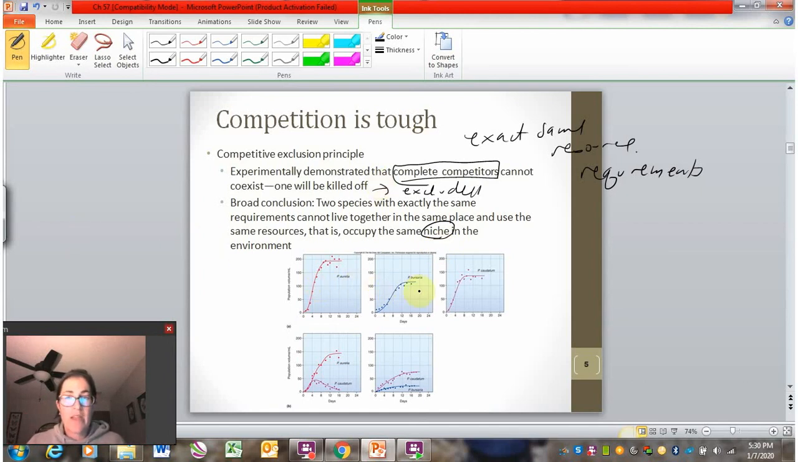So this was carried out with protists, the paramecia, so 3 different species. These are them growing independently, but what they found was that the direct competitors, these two, had the exact same requirements, and so over time, this one was getting killed off. So notice how it's declining. And this shows that they're direct competitors, whereas these two were not complete competitors and so did not cause exclusion.